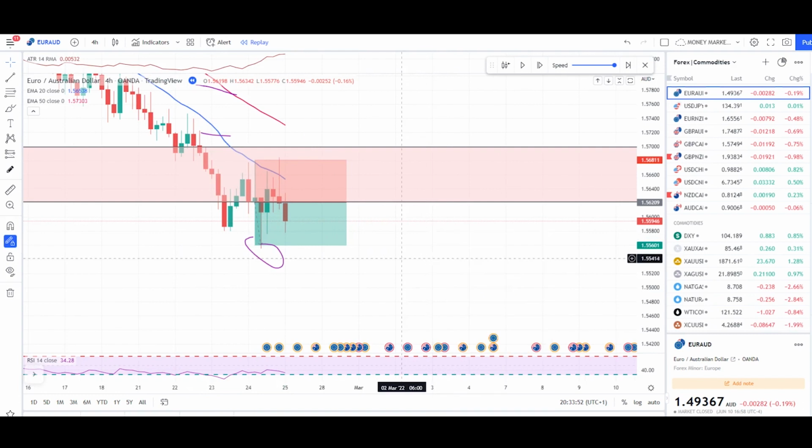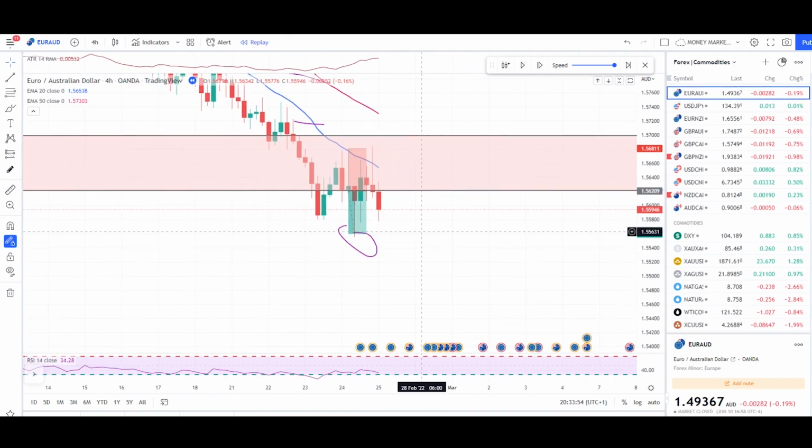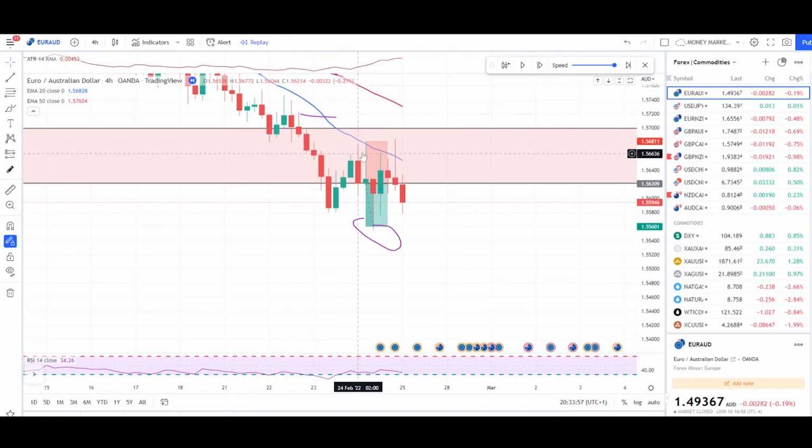And what do we have after that? Let's say our target has been hit. We got a nice selling reason. That was an engulfing entry pattern right here.